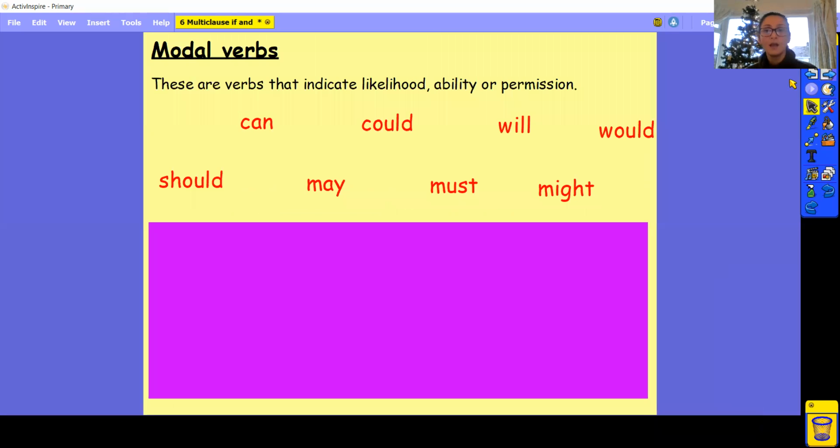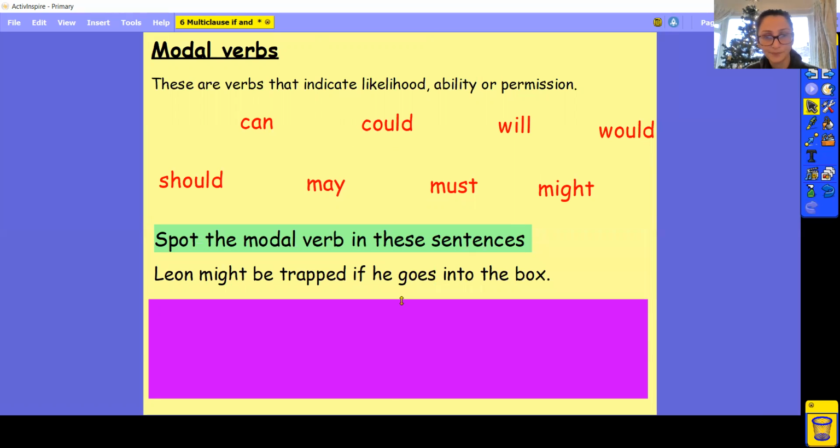So we're on to our modal verbs. Can you say modal verbs? Brilliant. So modal verbs indicate likelihood, ability, or permission. Basically, it's all to do with probability, okay? So we have these words like can, could, will, would, should, may, must, and might. So they're all to do with likelihood, permission, and ability to do something. So we're going to have a look at these in these sentences, okay?